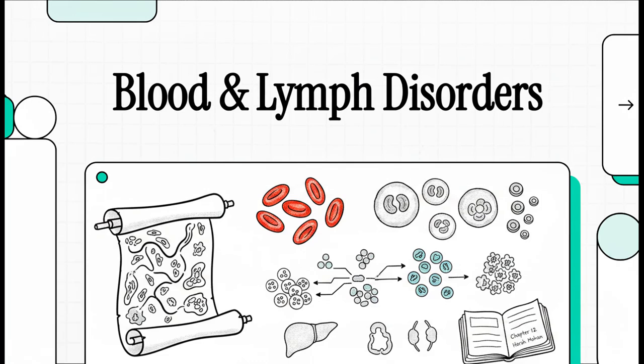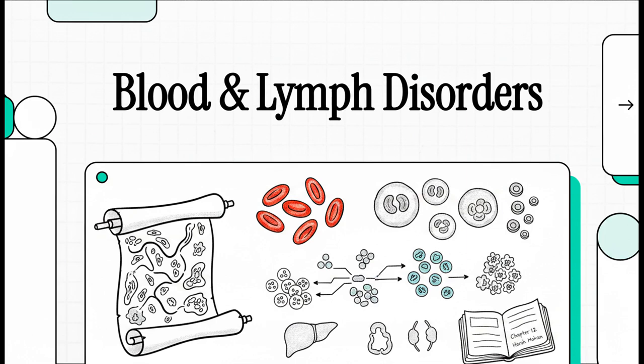Hey everyone, and welcome to this explainer. Today, we're unrolling what is honestly a truly fascinating map. We're going to explore the incredibly complex, bustling world of the hematopoietic and lymphoreticular systems, drawing all of our insights directly from the authoritative framework laid out in Chapter 12 of Harsh Mohan's textbook of Pathology.